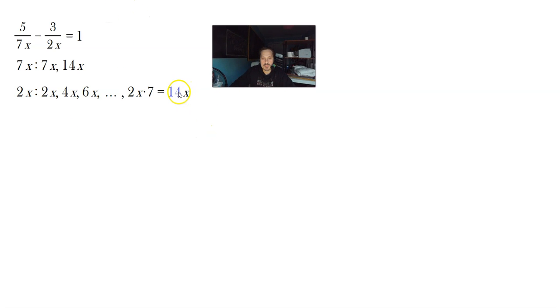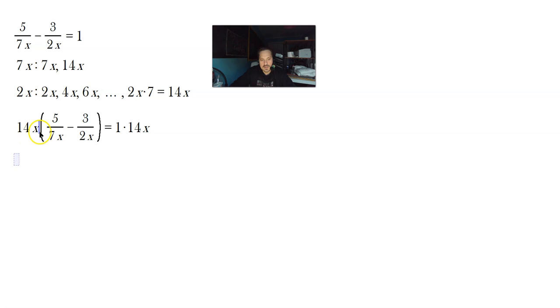That's good. So that means that the 14x can be used to multiply the whole equation and clear everything away. So what I mean is, now take your 14x and just multiply every term by it that you see. So on the left side, you're going to write this. So 14x is going to multiply 5 over 7x minus 3 over 2x. On the right side, you're going to have 1 times 14x this way.